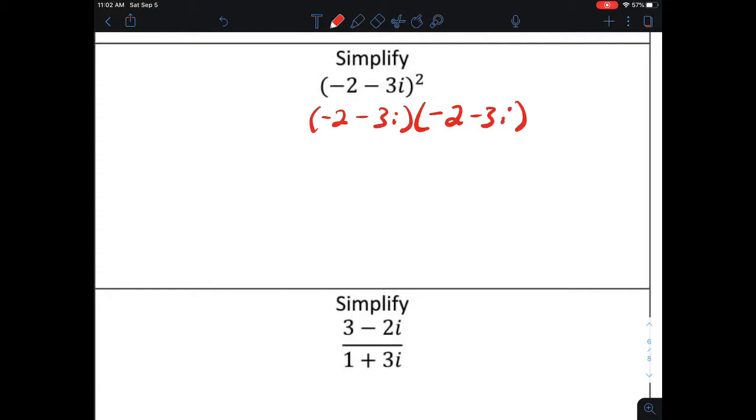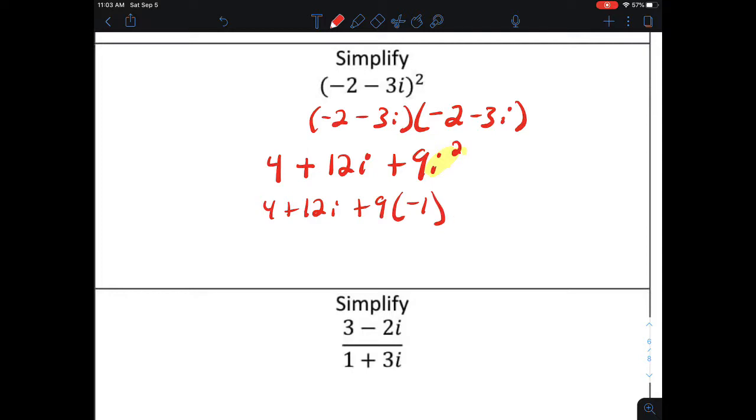So I FOIL this thing out. We end up with 4 plus 12i plus 9i squared. And remember that i squared makes -1. And then combine your like terms from there. And we get -5 plus 12i.